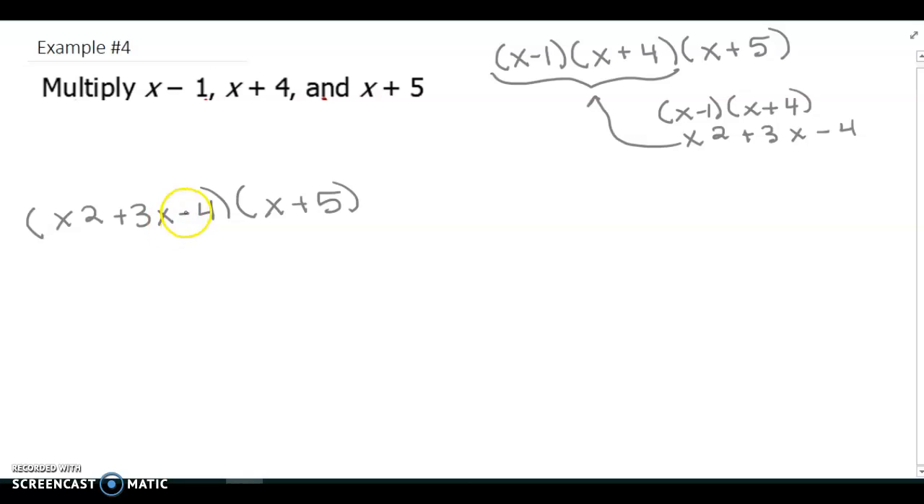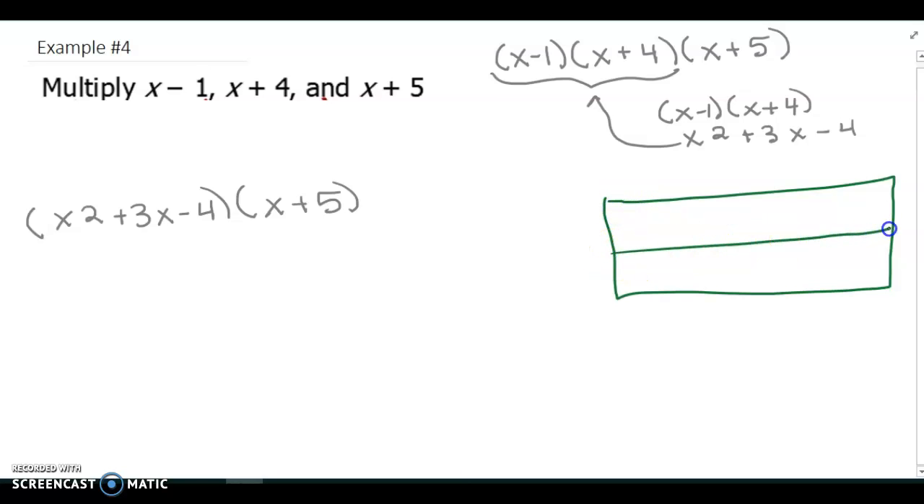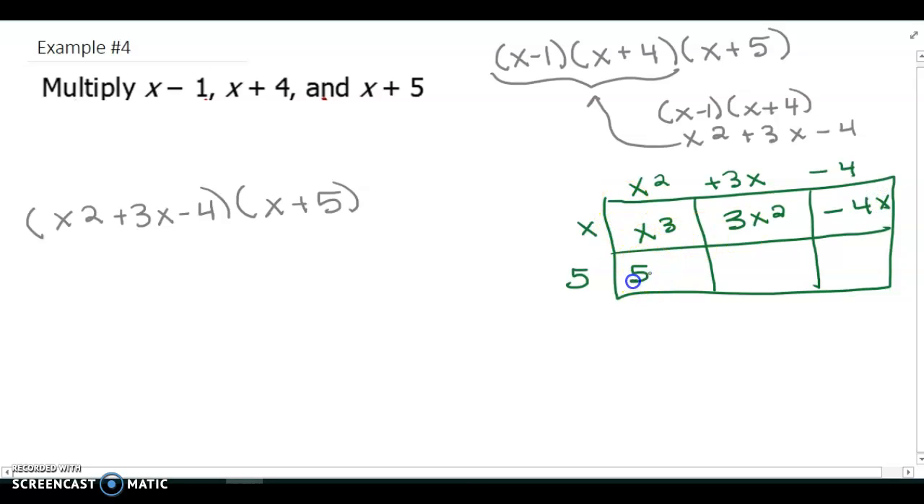Okay, now anytime I have 3 terms, and you don't have to do this by any means, but anytime I have 3 terms, I like to box it out. I don't like to FOIL. I make too many mistakes. So x plus 5, x squared plus 3x minus 4. Okay, so x times x squared is x cubed. 3x times x is 3x squared, minus 4x. 5x squared plus 15x minus 20.